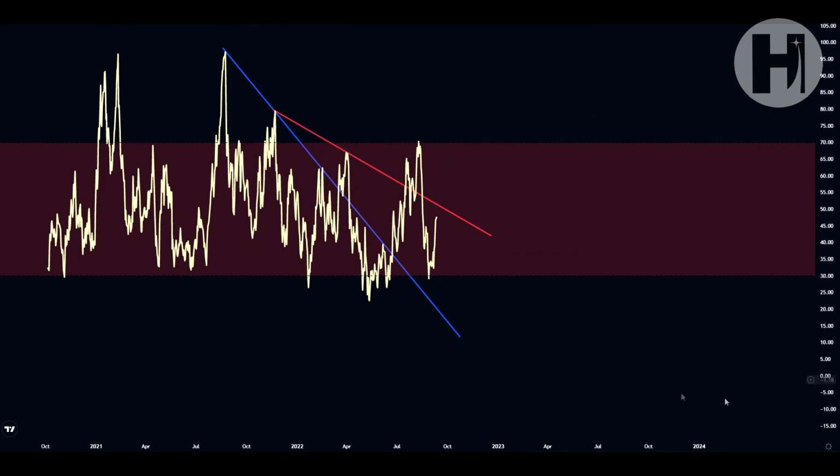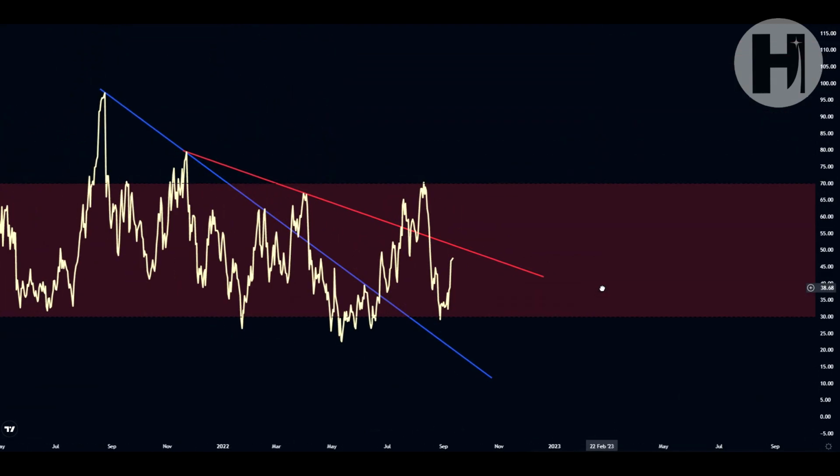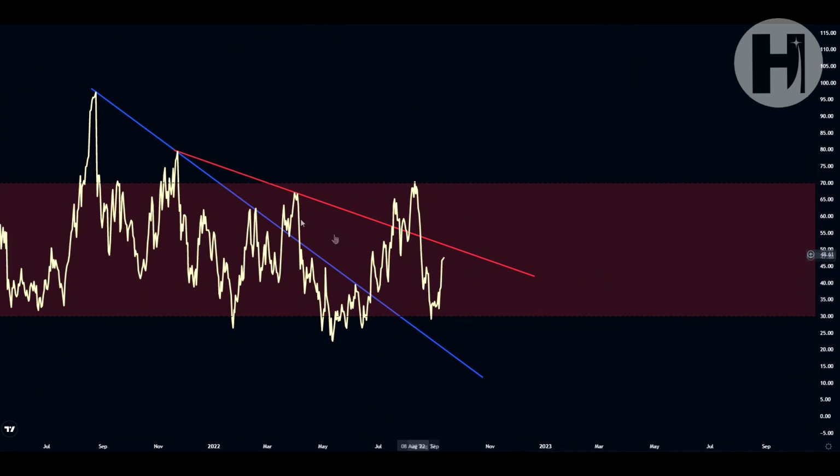Let's take a look at the RSI on the daily chart here and see what's going on. As you can see, we do have a couple of resistance trend lines. We broke through the blue trend line in June, which is a bullish statement, all right, because that was the resistance that we couldn't break through in August last year, in November last year, in February this year.